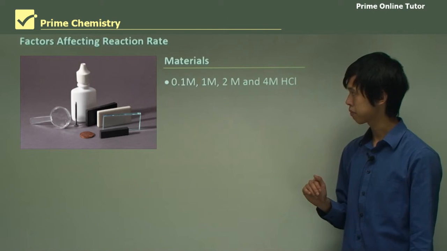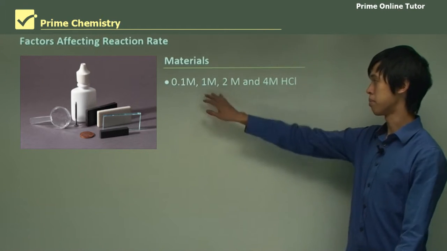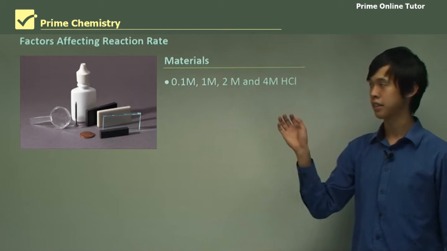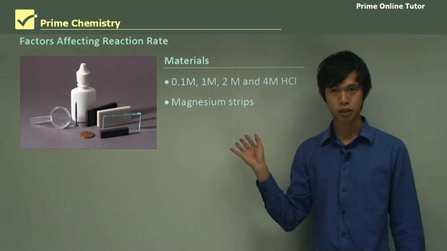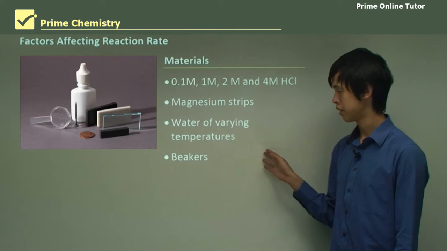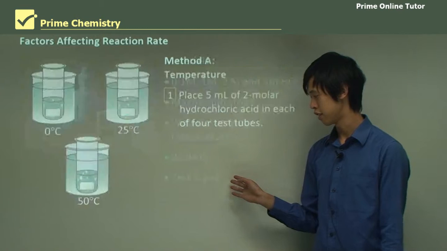So what we're going to need is 0.1 mole, 1 mole, 2 mole, and 4 mole hydrochloric acid. We need magnesium strips. We need water of varying temperatures. We need beakers, test tubes.